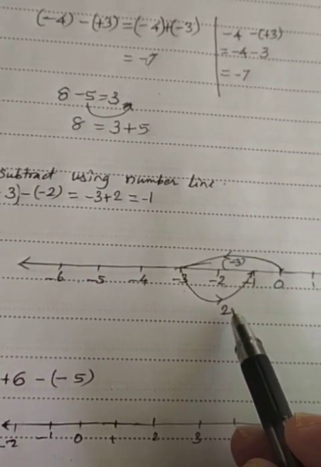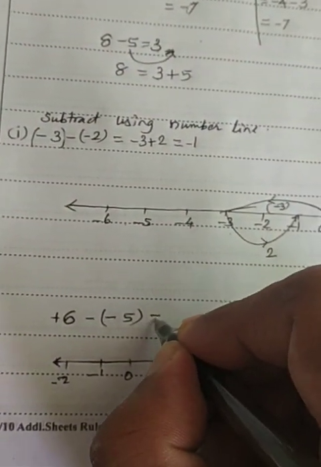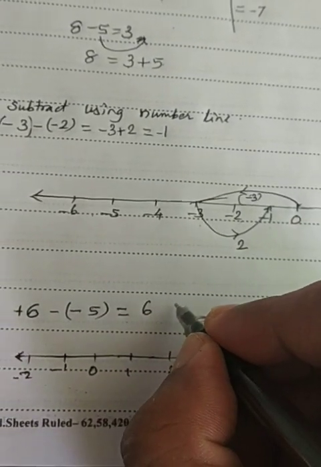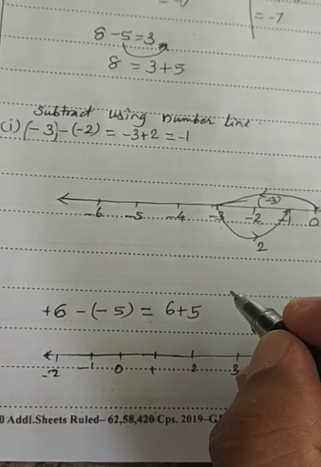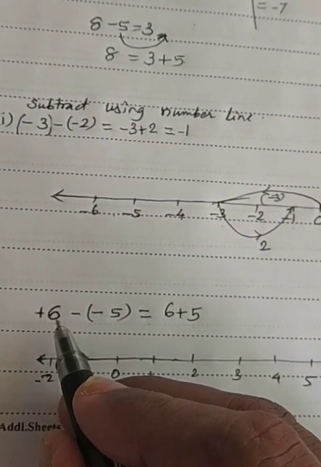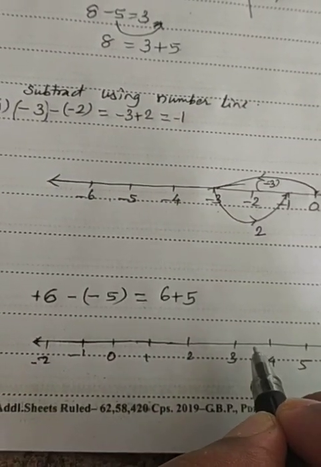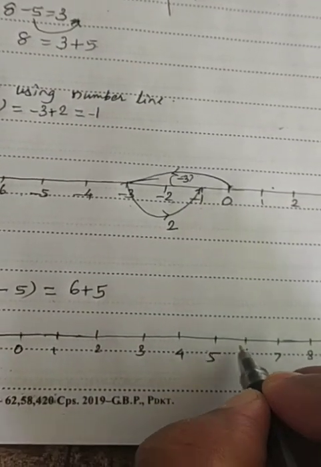Okay. So try it. Then here, see. What is the additive inverse of the second number here? Minus 5's additive inverse is plus 5. Then we have to add. Okay. So we will start from 0. The first number is plus 6. So we move towards the right side of the 0. 1, 2, 3, 4, 5, 6.